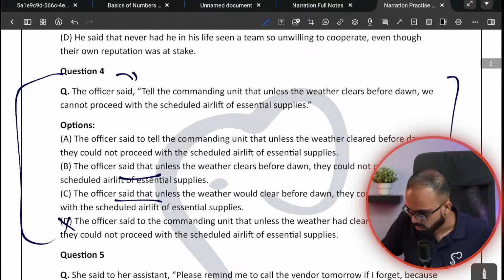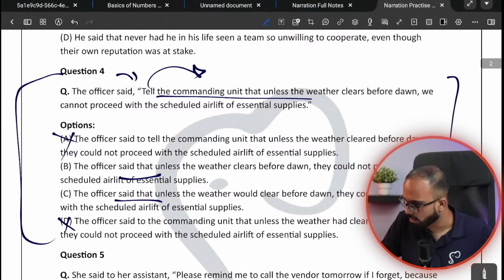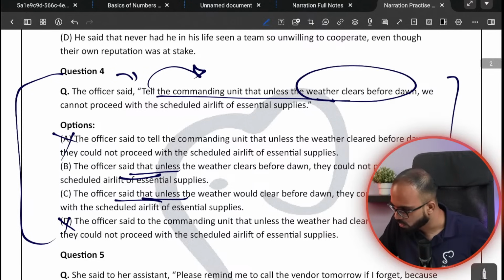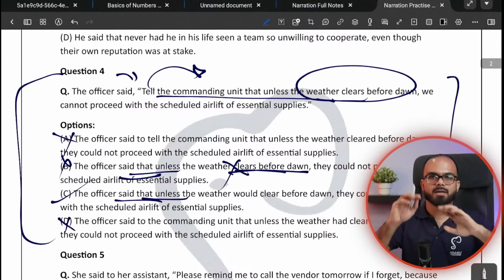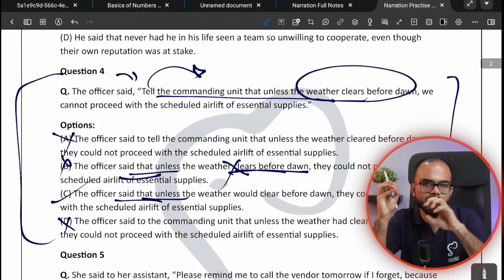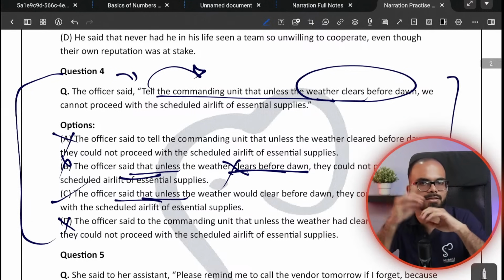Said that. Said to is wrong. Tell the commanding unit that. So the officer said that unless the weather clears before dawn. So weather clears before dawn. Tense is not changed. This is wrong. This is right. So you have to use elimination techniques when you're handling lengthy narration questions.